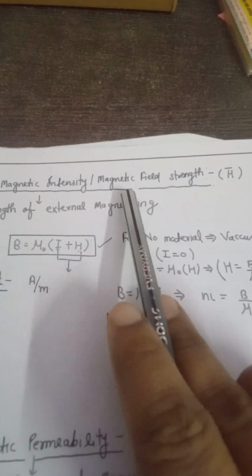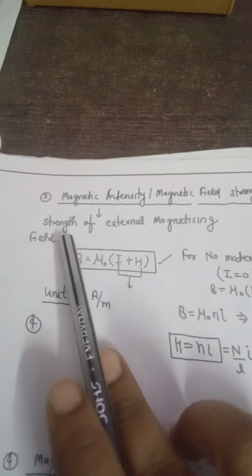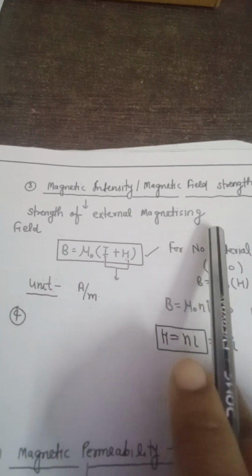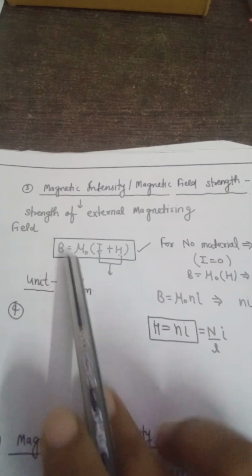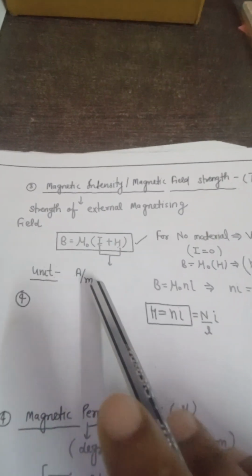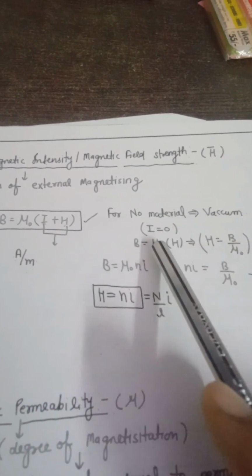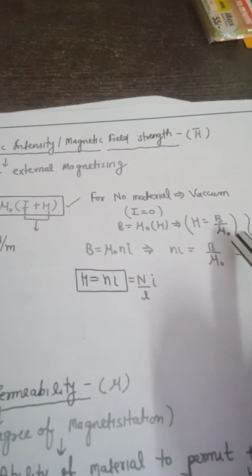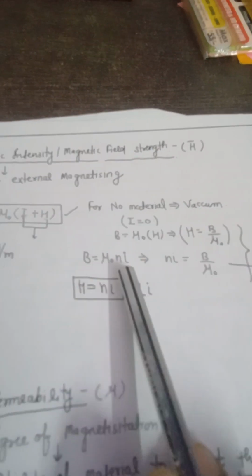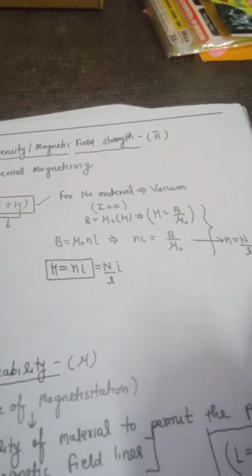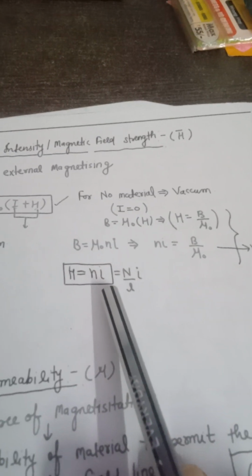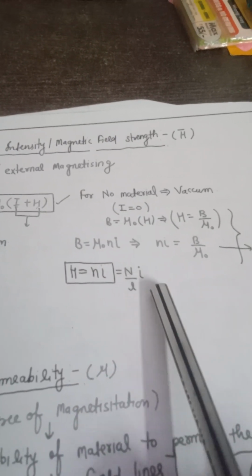Then I am telling you about magnetic intensity, or magnetic field strength, H bar. It is the field of the external magnetic field. So B is equal to mu naught (I plus H). Its unit is A per m. For no material, that is vacuum, I is equal to 0, B is equal to mu naught H, and H is equal to B upon mu naught, and B is equal to mu naught n i, so n i is equal to B upon mu naught, because small n is equal to capital N upon L. So H is equal to n i, or N upon L times i.